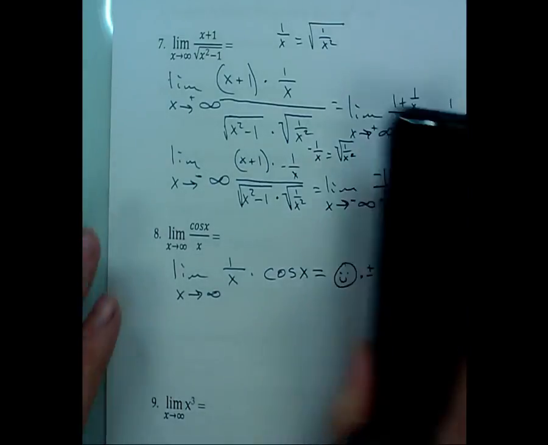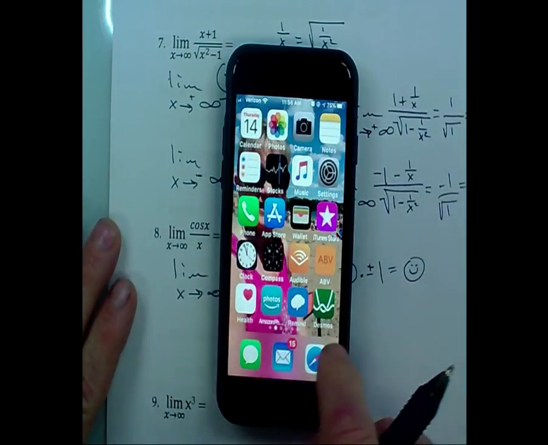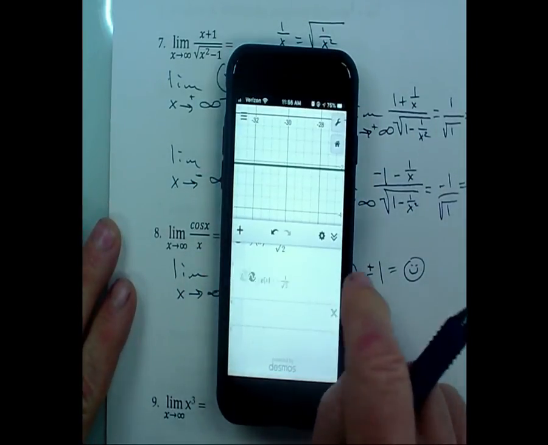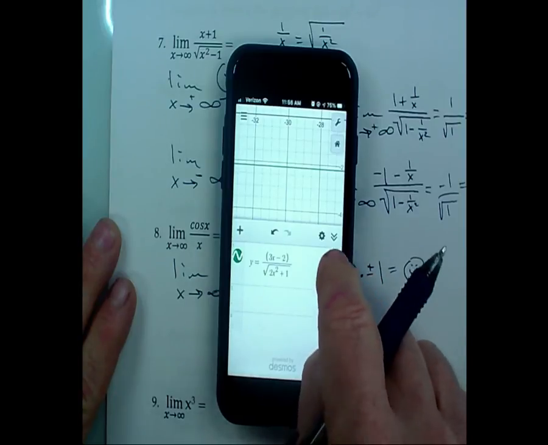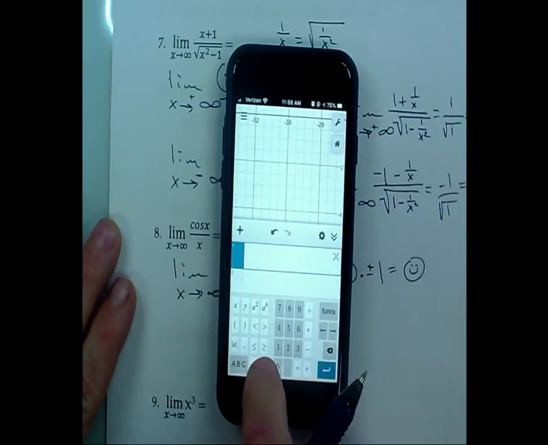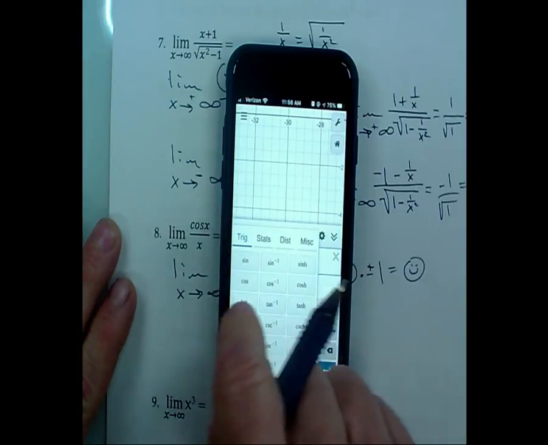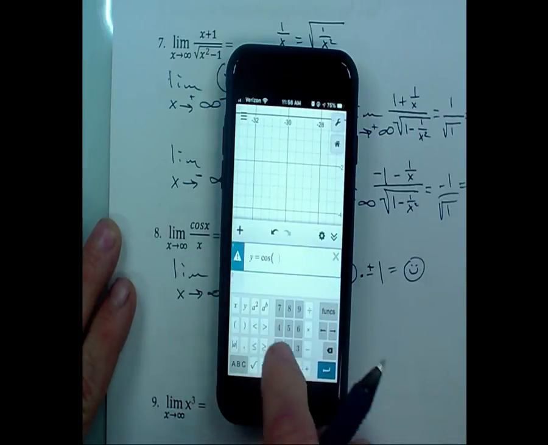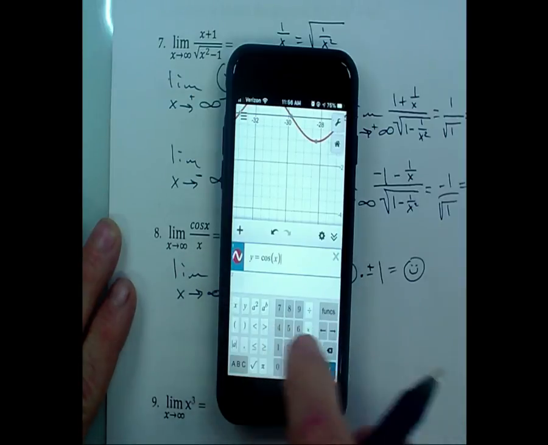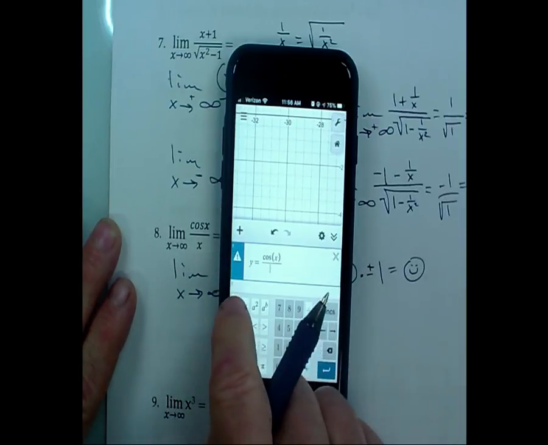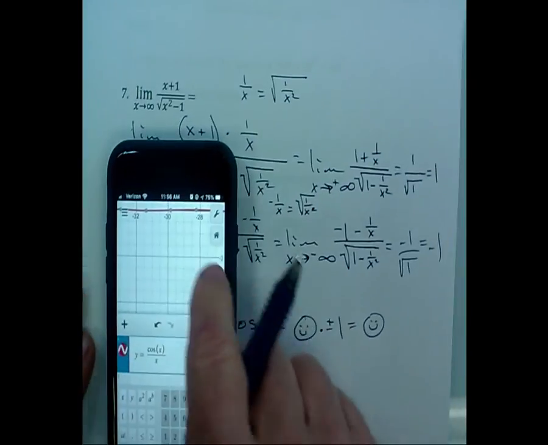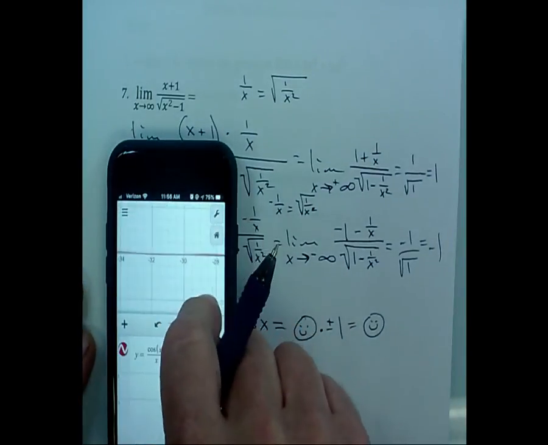So let's go to the machine. Delete, delete, delete. Y equals cosine of x, divided by x. Now look at it. Enter. Let's look at it right here.